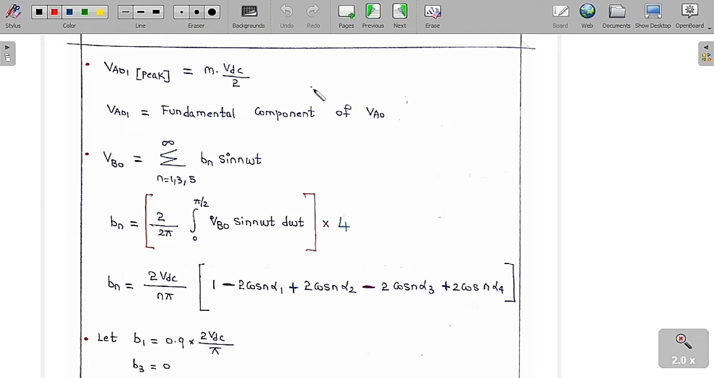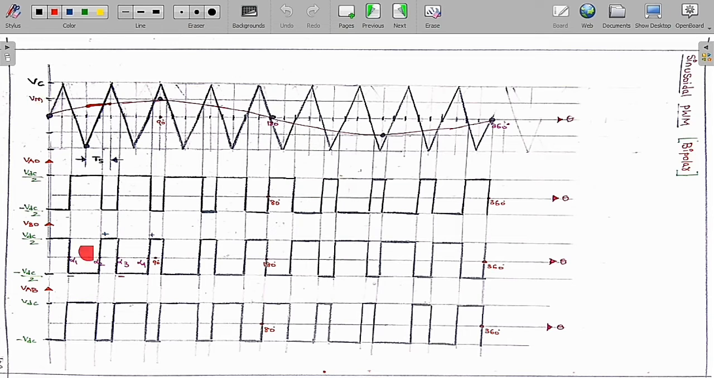So M into VDC is called the peak value of the fundamental component of VAB, whereas M into VDC by 2 is called the peak value of the fundamental component of VJ naught. Now I want to write the Fourier series expansion of this VB naught.